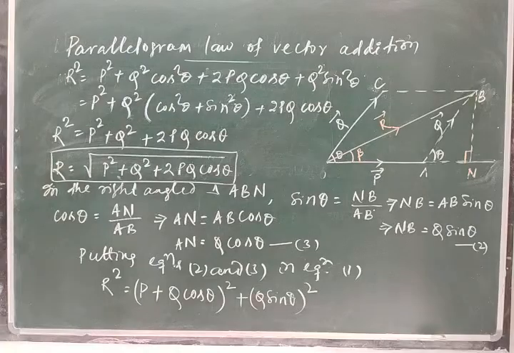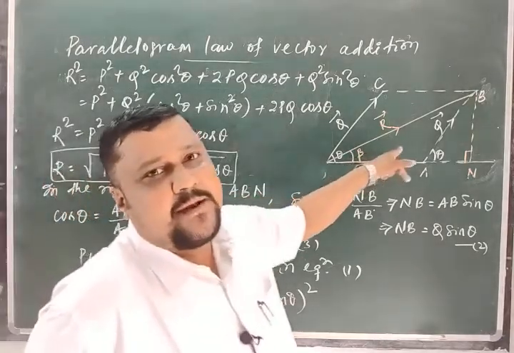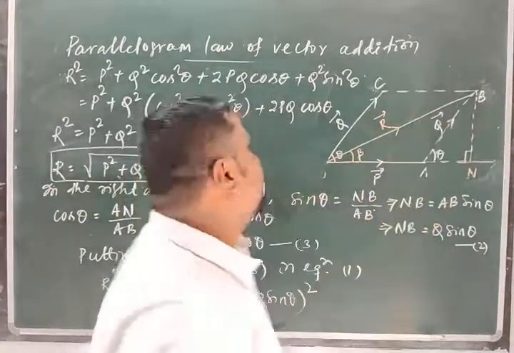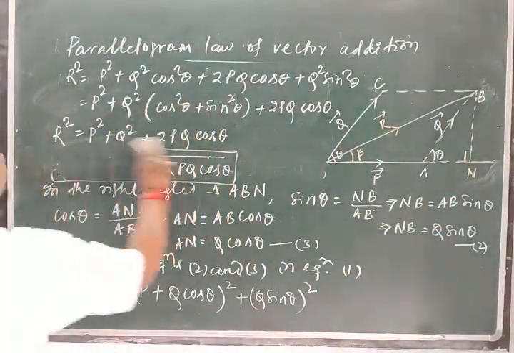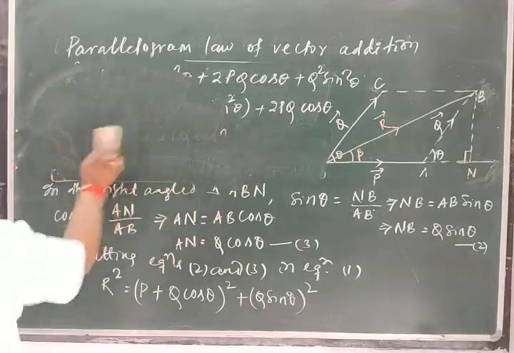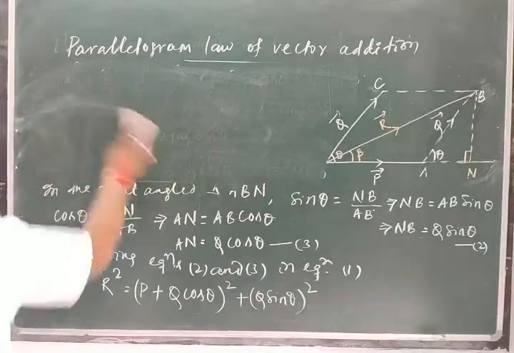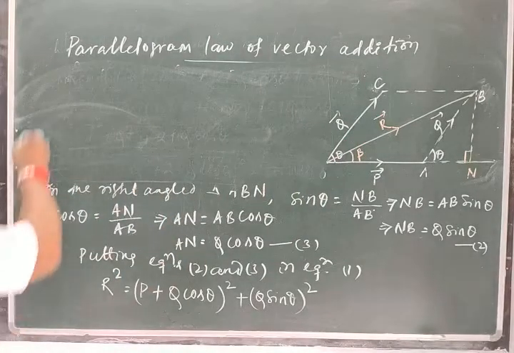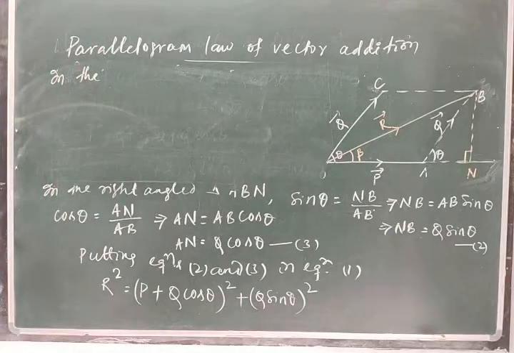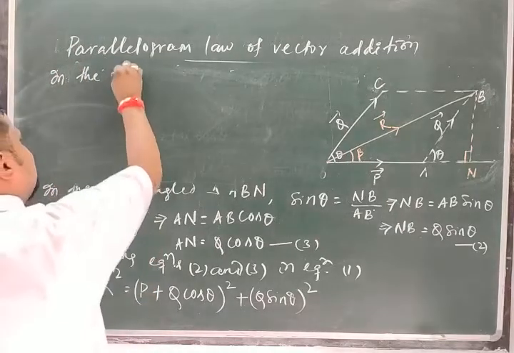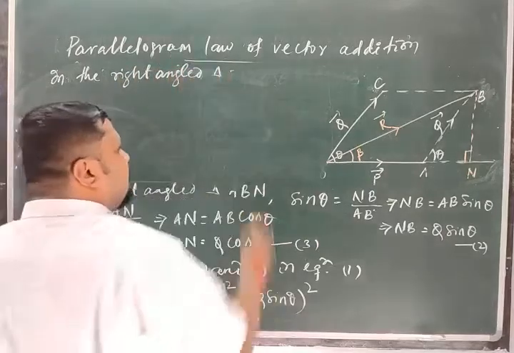Now we will go for the next part, about the direction. So this gives you magnitude. Direction means if you know the beta, then you can know the direction. So now we will go for the beta part. Is that clear about this magnitude? Then we will go for beta. Do the same thing in the right angle triangle.